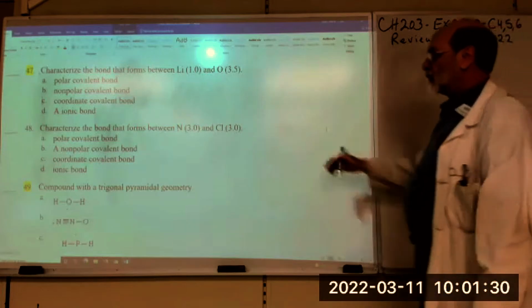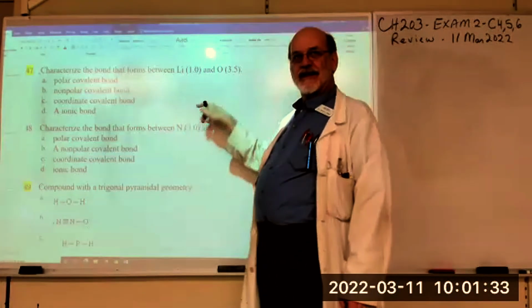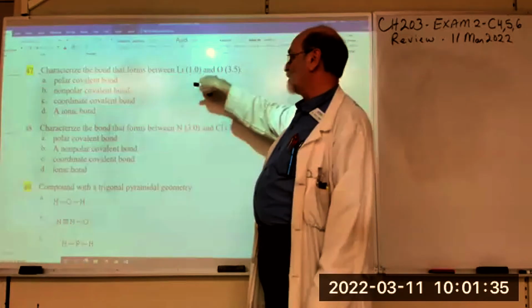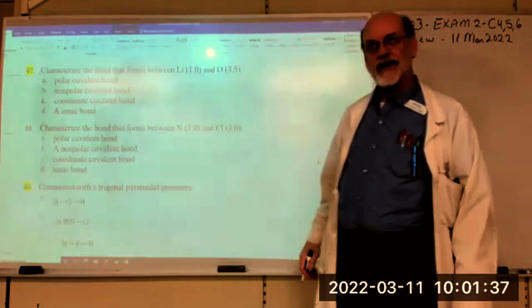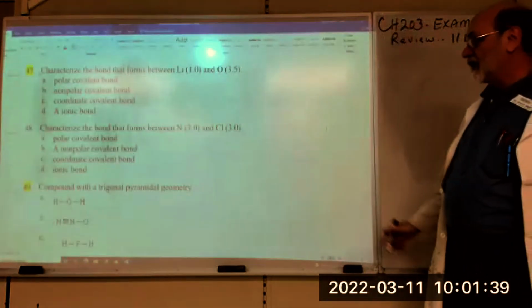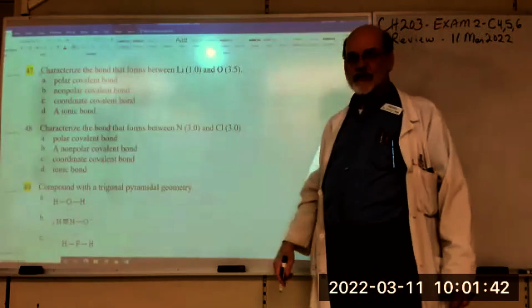Actually, we wouldn't need these values, right? They're far enough apart. Lithium's way over on the left, oxygen's way over on the right. You know it's going to be ionic. But quantitatively speaking, we can prove it.